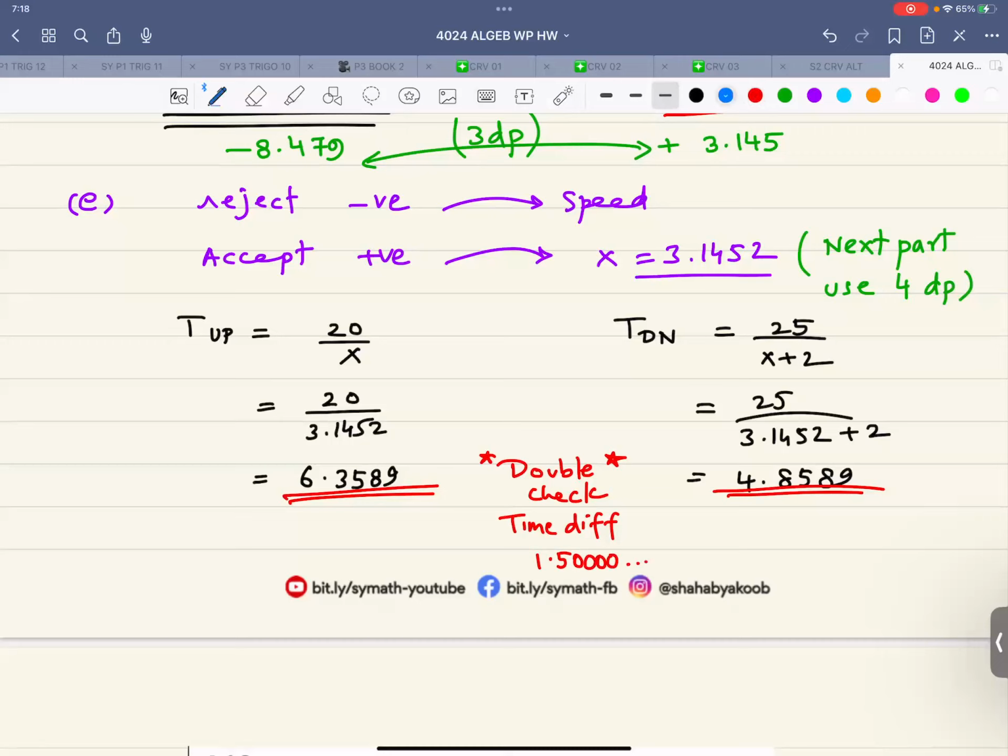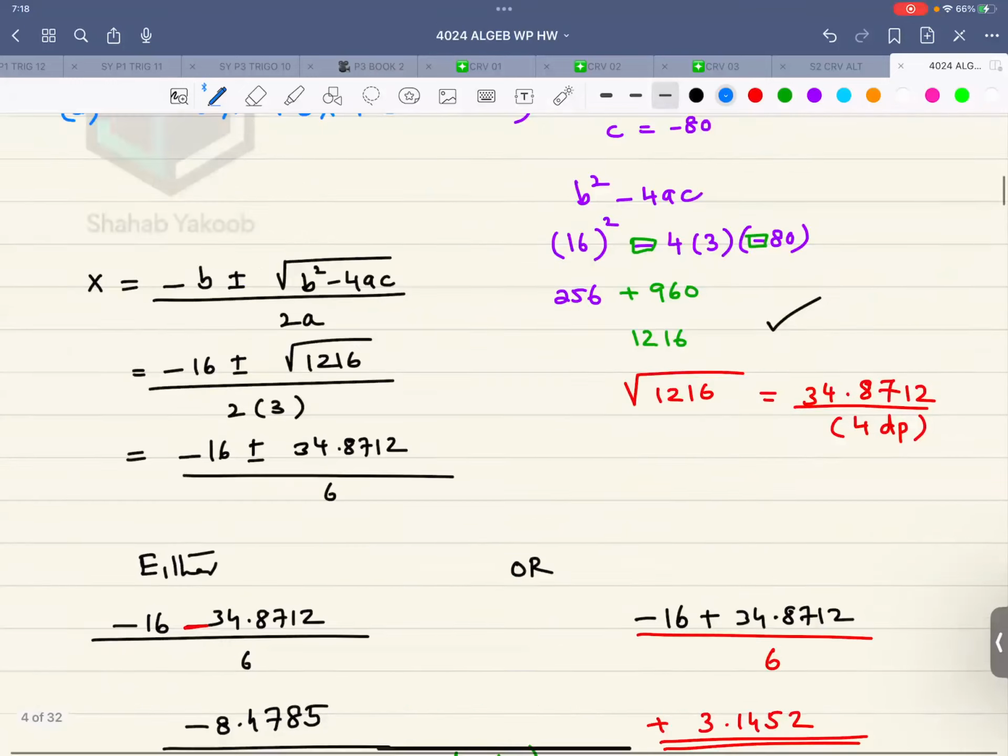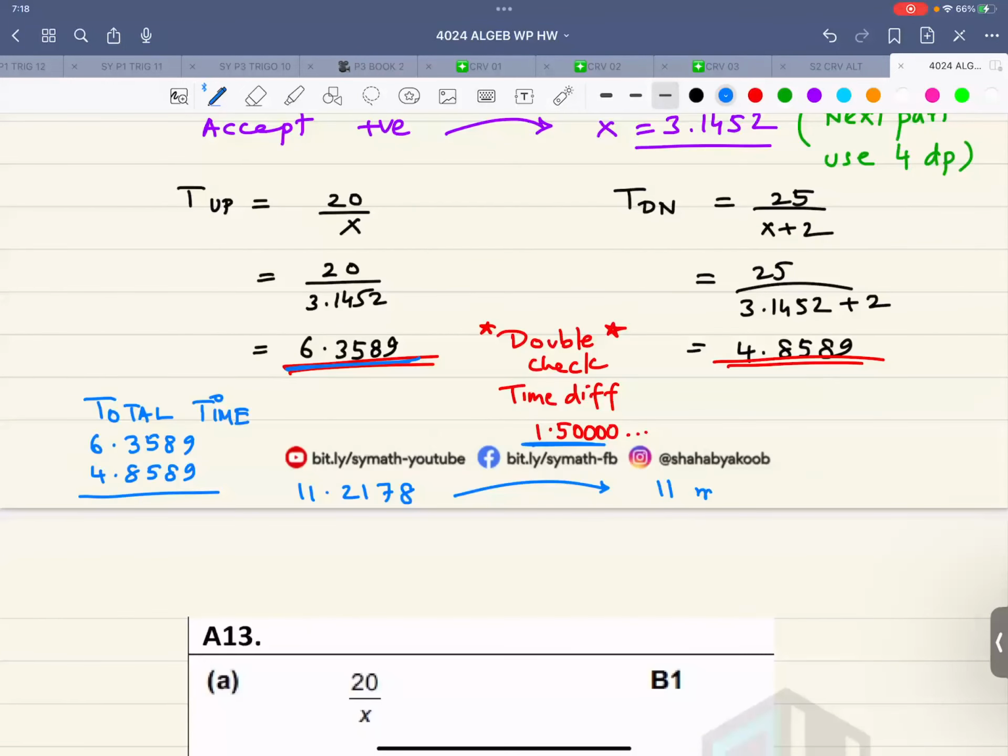But over here, they are interested in the total time. So that means I could have calculated this one, doubled this value and then added 1.5. That's another approach. So let me write this as 6.3589 plus 4.8589. So I'm adding this: 6.3589 plus 4.8589. This comes out to be 11.2178, but the answer is being asked in this question to the nearest minute. So therefore, this answer would be 11 minutes. This is the answer of part E. This is the nearest integer. Basically, that is what they have asked.